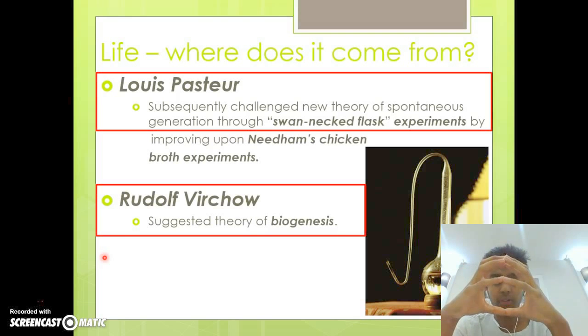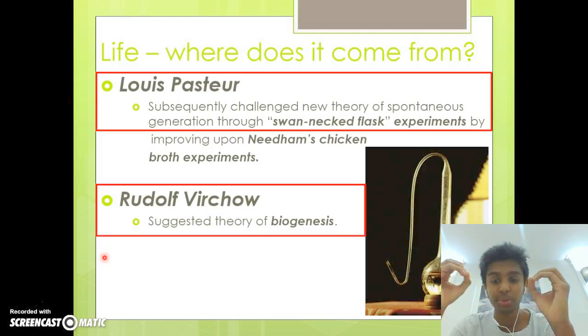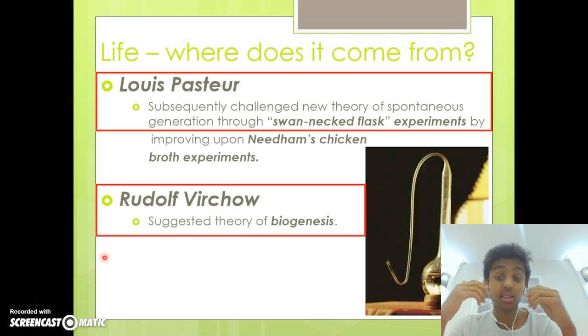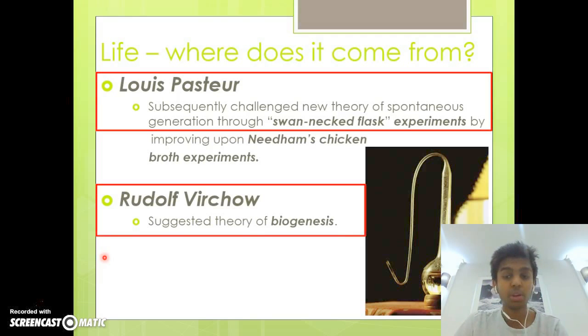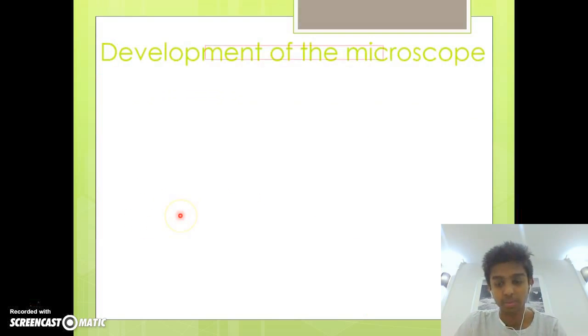So if you have a life form here, all it'll do is essentially split and create two more pieces of life. That's exactly what cells do. So this led to the development of one crucial point in cell theory, that all cells come from pre-existing cells. That was discovered by Rudolf Virchow.